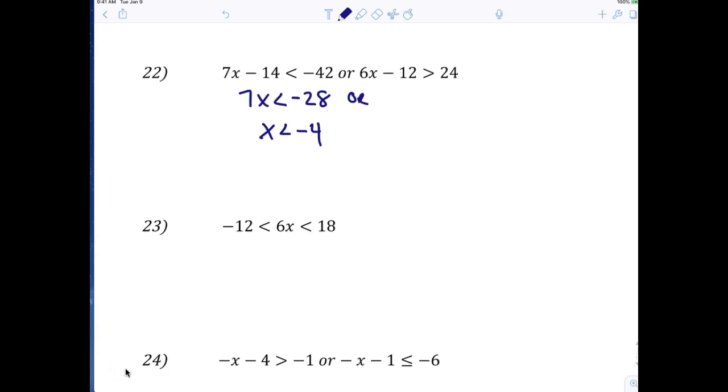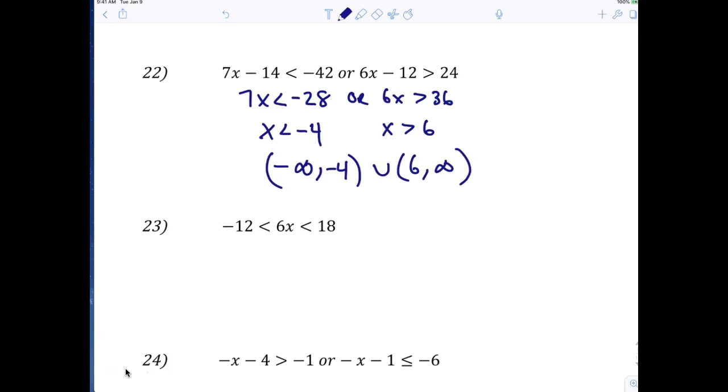Or 6x is greater than 36. So x is greater than 6. Are these heading in opposite directions again? So these are good. So we would say from -infinity to -4, union 6 to infinity. Yeah, I'm thinking we'll get to one of those, okay? All right.